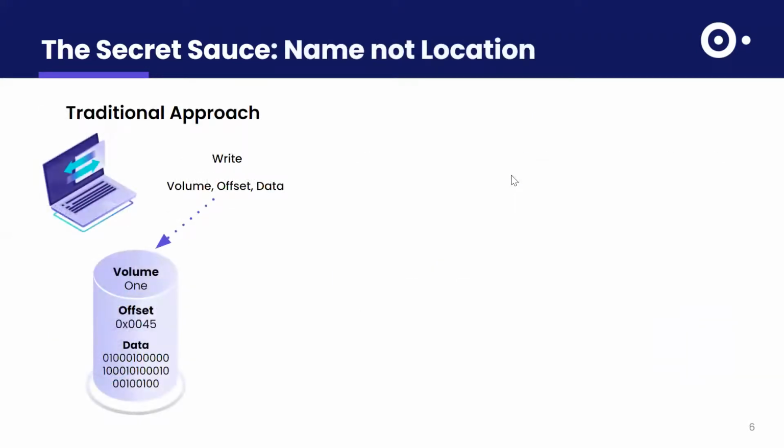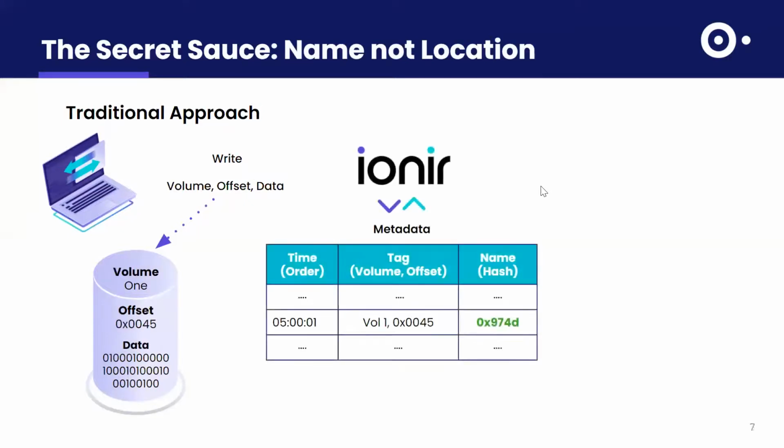Okay. In the traditional world, back when we were building disk drives that moved and spun, the application would need to know what volume it was writing to. It would need to know what offset it was writing to, what physical location on the disk was being written to. And then it would say, here are the ones and zeros that I would like you to write at that location on the physical disk. As I said, we've broken that mold.